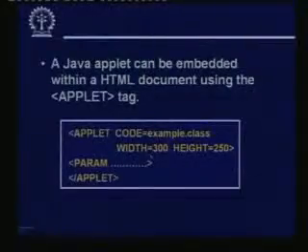I can give width equal to 300, height equal to 50 for example, these are in pixels, and the applet tag will end by the end applet tag. In between, I can have one or more parameter statements param, through which we can pass some parameters to an applet from the HTML file. We shall see some examples later.